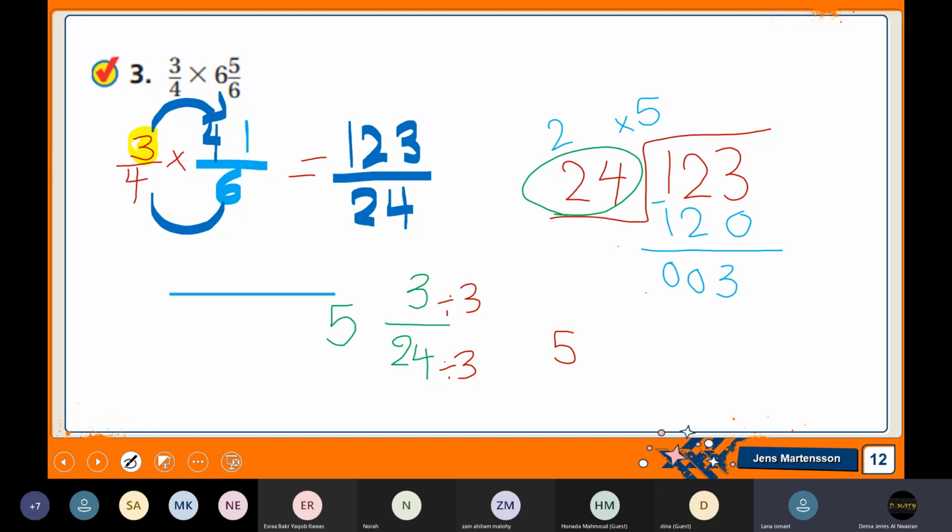3 divided by 3 is 1. 24 divided by 3: what is the number that you multiply by 3 to get 24? 3 multiplied by what gives you 24? 3 multiplied by 8. By 4 it's 12. So the final answer is 5 and 1 over 8.